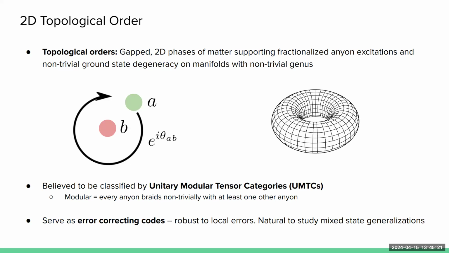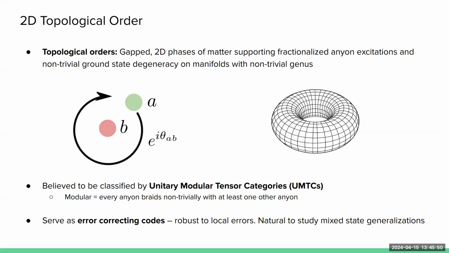On a technical point, it's believed that we have a full classification of these topological orders based on these mathematical structures called UMTCs. The details are not so important aside from this modularity constraint. This tells us that if we have one anyon A in the theory, there's at least one other anyon in the theory that braids non-trivially with it. So every anyon is detectable. That seems like a technical assumption, but as we'll see, by relaxing this, we'll be able to generate new states in this mixed state context.